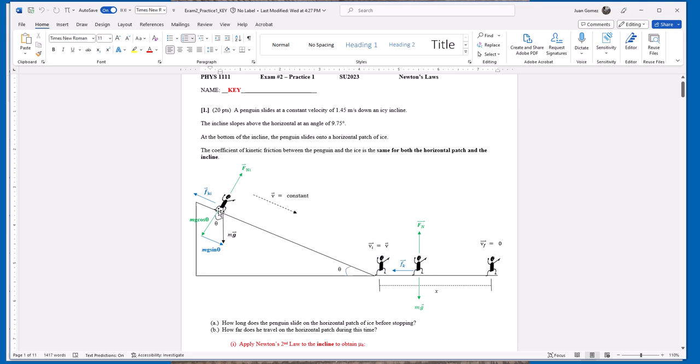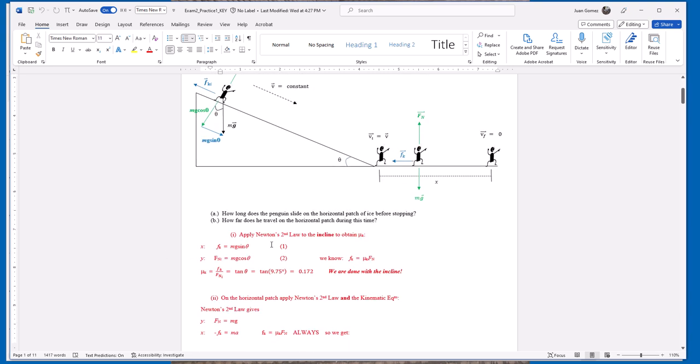By now this should be second nature. Break mg into its components. The x component is mg sine theta. The y component is mg cosine theta. Because the penguin is sliding down the incline, that represents the positive x direction. So mg sine theta is positive, Fki is negative. Now our approach: we know mu k is the same for both horizontal and incline. Let me apply Newton's second law to the penguin, and maybe that can get me mu k somehow.